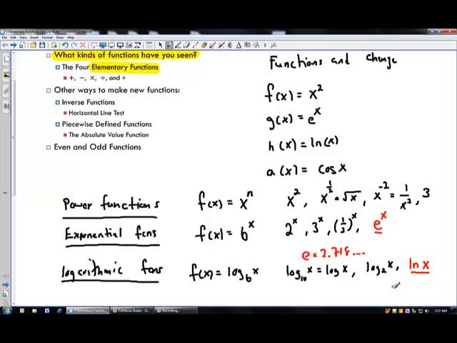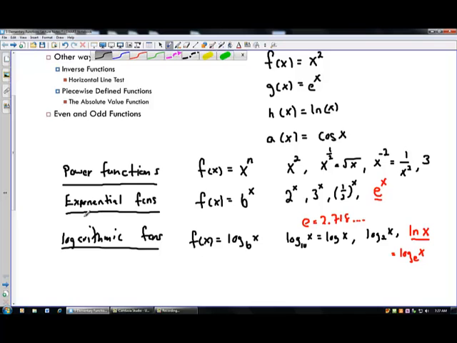So ln of x, if you want to write it in terms of log, is log base e of x. We'll talk about logarithmic functions and exponential functions tomorrow. And then finally, the last type of elementary function we have is called trigonometric functions.